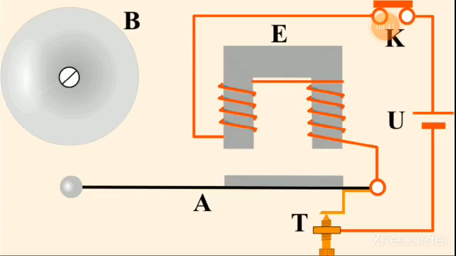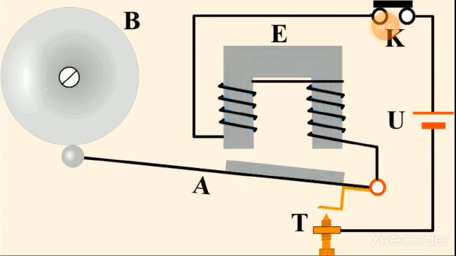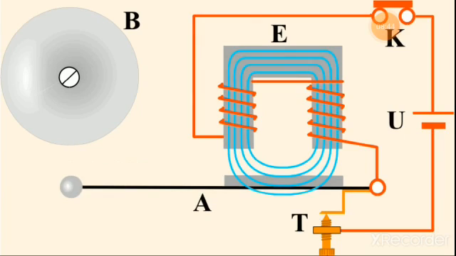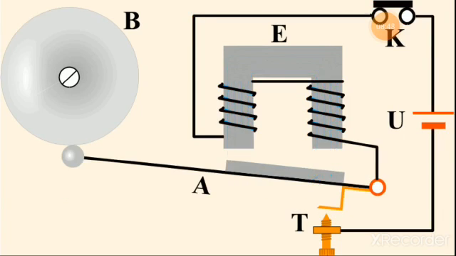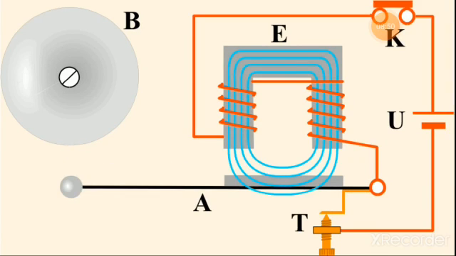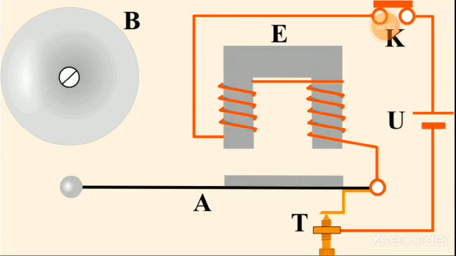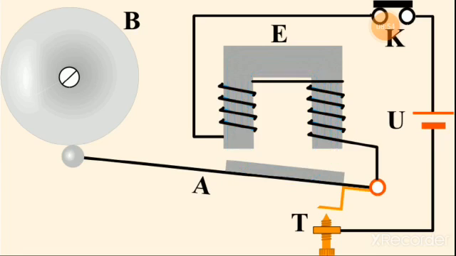This process will continue until the switch is released. As soon as we release the push button, the circuit breaks and the bell stops ringing. That's the basic idea of how an electric bell works.